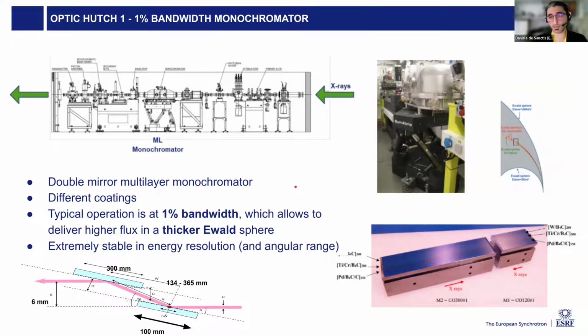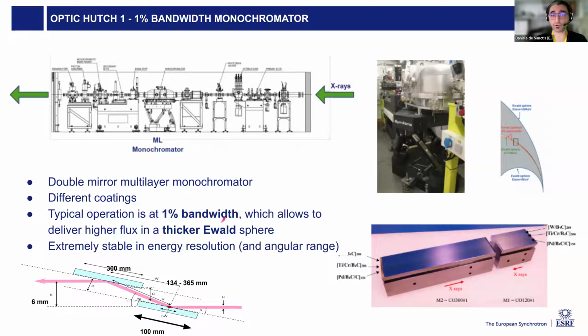So as I said, the optical layout has been specifically designed to fully profit from the characteristics of the new EBS machine. One of the things that we did was to build a new kind of monochromator, which is already used for other kinds of applications, but specifically designed in this case for ID29, based on a double multilayer system, which we operate at a typical bandwidth of 1%, which is about 100 times larger than what is usually done on macromolecular crystallography beamlines.